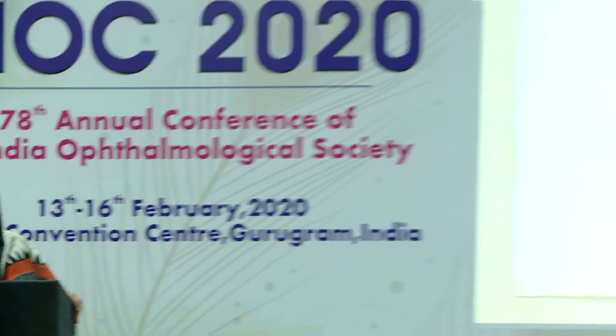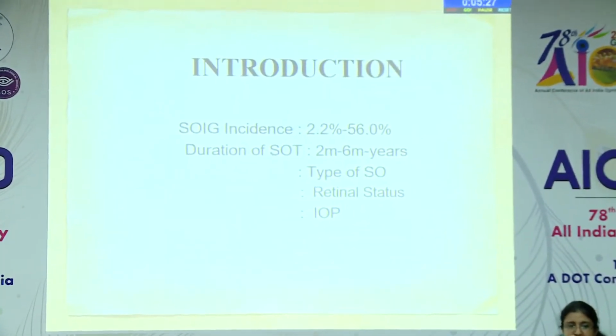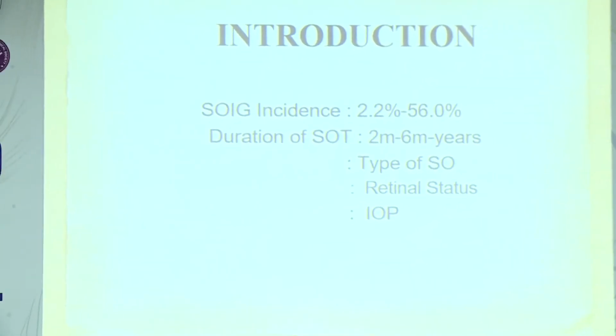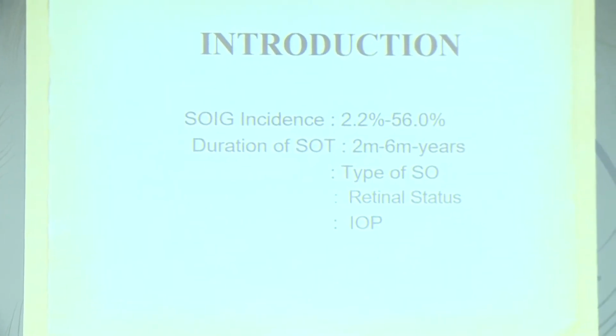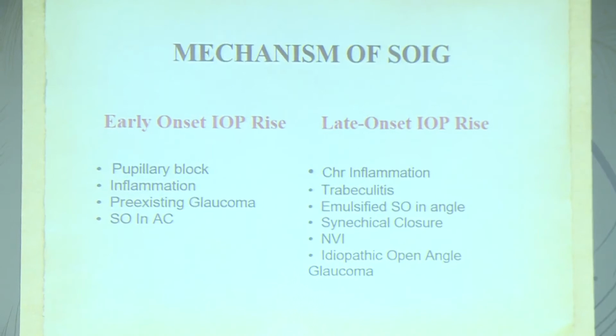Respected Chair and dear friends, in the next few minutes I would like to share with you the results of a small study that we conducted on the incidence, clinical features, and management of silicone oil-induced glaucoma. Silicone oil is used for long-term tamponade. The duration of tamponade may vary depending upon the type of oil that you use, the retinal status, and the intraocular pressure. Various studies have shown that the incidence of SOIG varies from 2.2 to 56%.